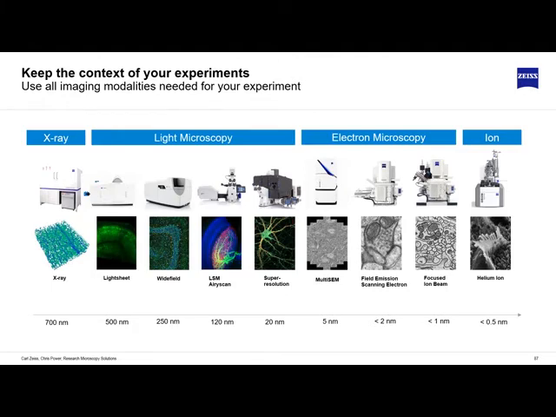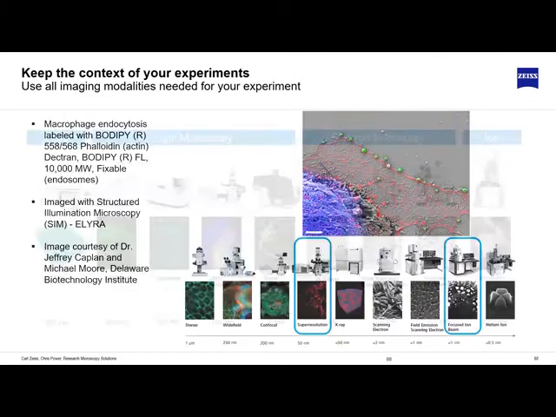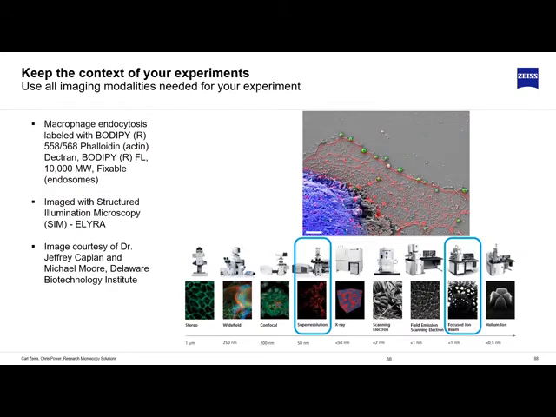So Zeiss is one of the microscope companies with the widest array of microscopes, all the way from X-rays for looking at really, really large samples down to helium ion microscopes. This is just an example where we take an image with a structured illumination super resolution system and with an EM, and we can correlate all of those together in context.